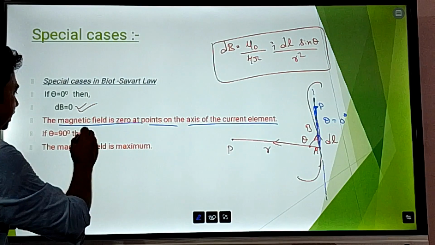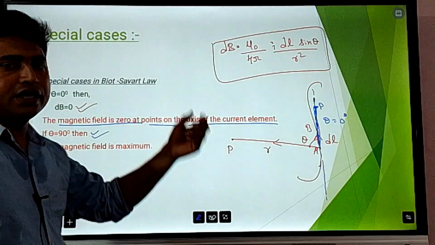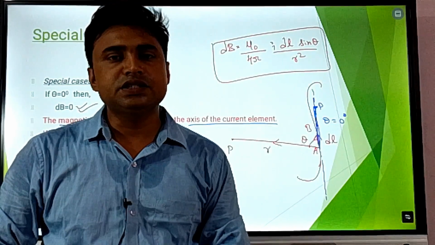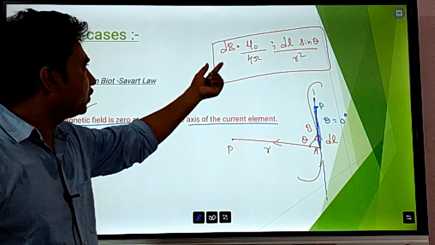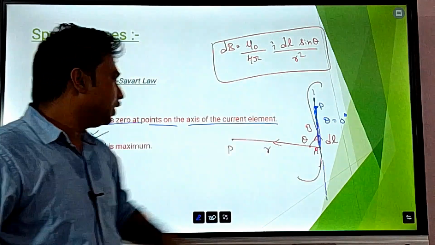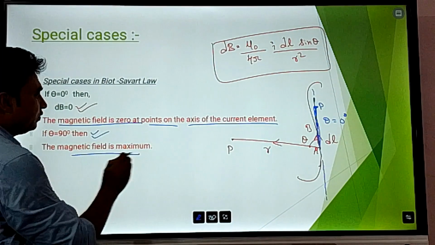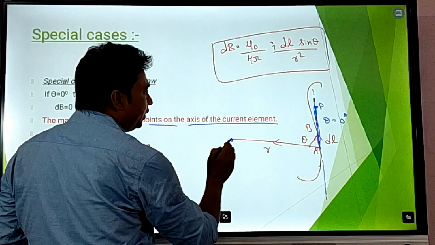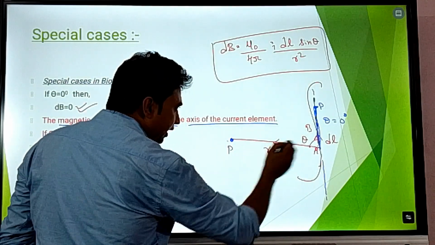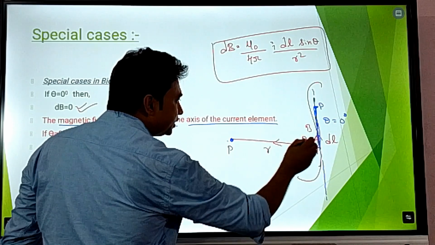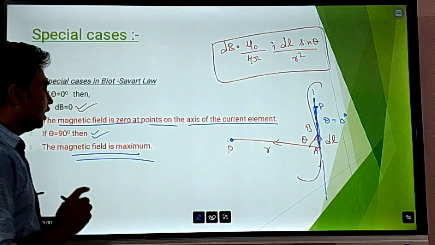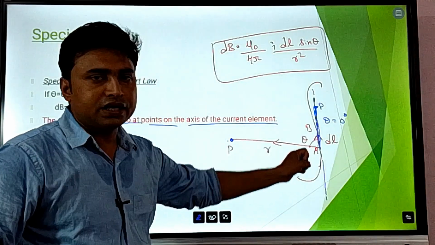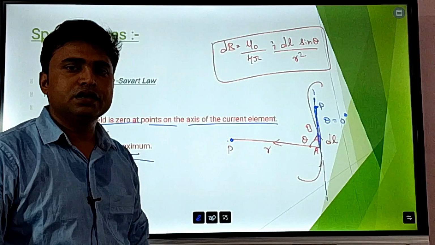But if the value of theta is 90 degrees, we know that sin 90 degrees equals 1, which is the maximum value of sin theta. It means the magnetic field will be maximum. So if theta is 90 degrees, the magnetic field comes out to be maximum. Here we have the point P and dl. If the angle between this dl and r is 90 degrees, then the magnetic field will be maximum due to this current element. Okay, got it?